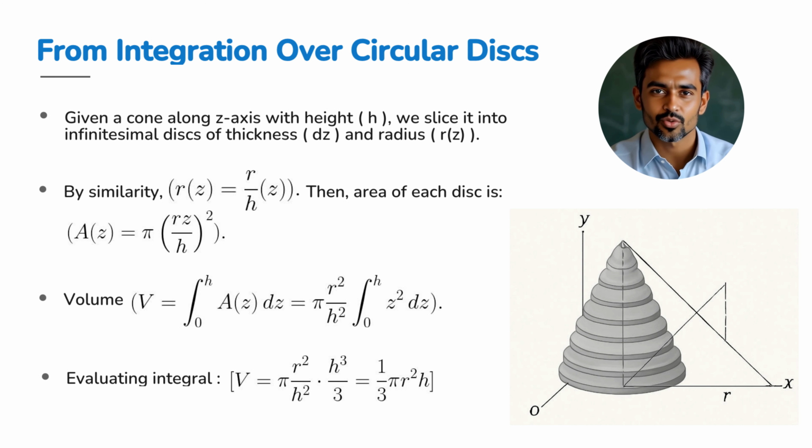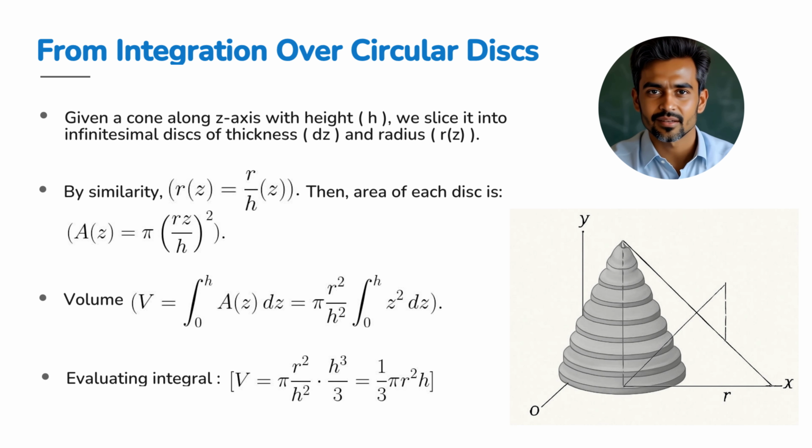Now to get the total volume, we add the volumes of all these tiny disks by integrating from z equals 0 to z equals h. V equals the integral from 0 to h of A(z) dz, which is pi times r squared over h squared times the integral of z squared dz from 0 to h. Calculating the integral of z squared gives us h cubed over 3. So substituting in, V equals pi times r squared over h squared times h cubed divided by 3. Simplifying, h squared cancels with h cubed, leaving us with V equals 1/3 times pi times r squared times h.